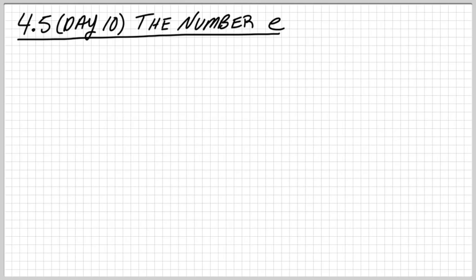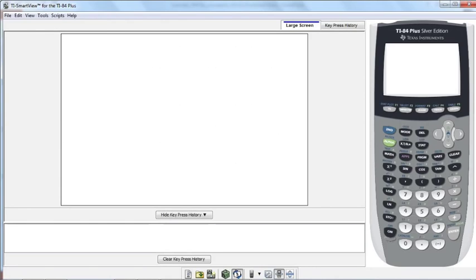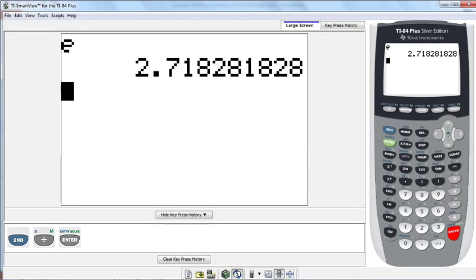4.5 Day 10 Notes, talking about the number e. So, e is actually an irrational number. You can find it in your calculator pretty easily. If you look at the divide button over here, that's actually just second e. I hit enter, I actually get a value for it. So it's just a number.